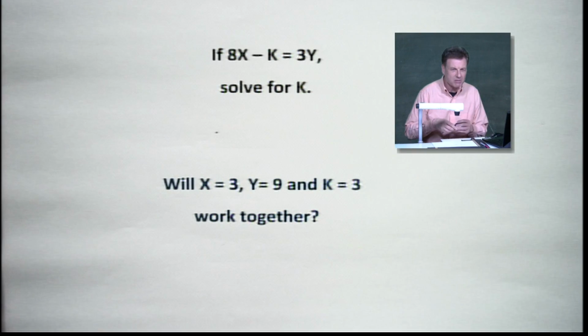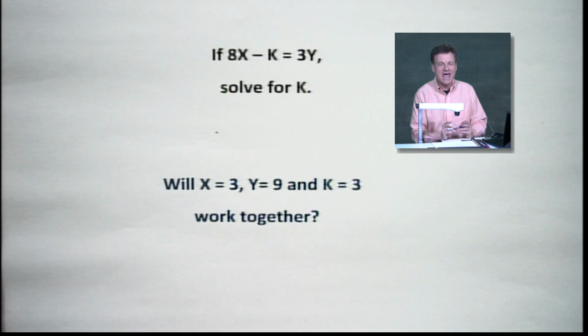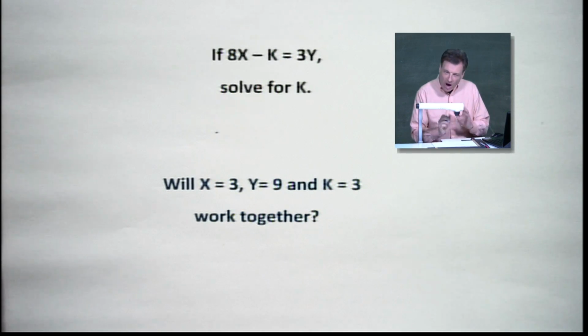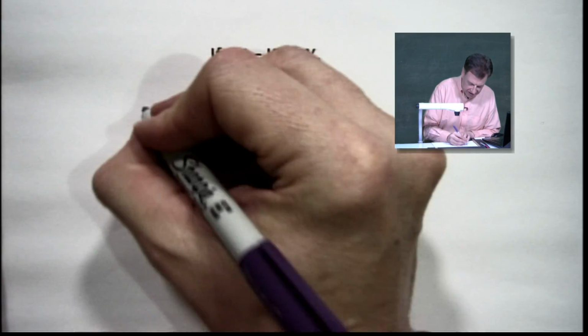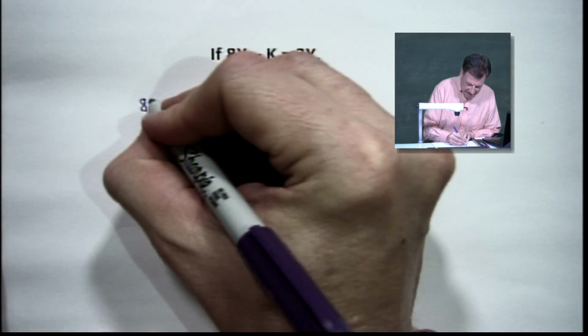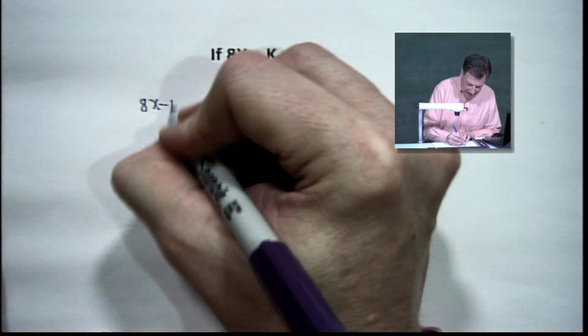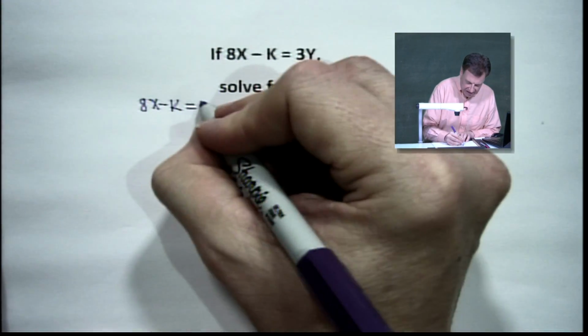Let's look at our next problem here. Kind of funky here. It says if 8x minus k equals 3y, let's solve for k. All right, watch closely, my friends. Let's see what we got. We're going to pick it up over here. We're going to say 8x minus k, that's what our problem says, equals 3y.